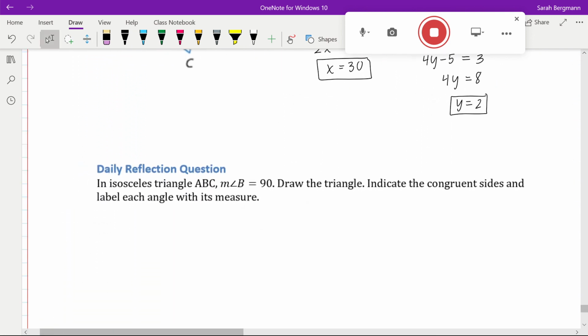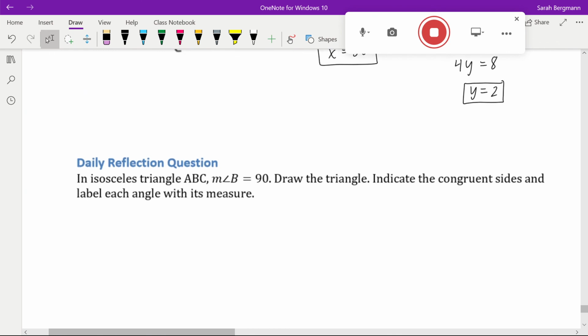Alright, finally, before we end the lesson, I'd like you to reflect on this question. In isosceles triangle ABC, the measure of angle B equals 90. Draw the triangle. Indicate the congruent sides and label each angle with its measure.